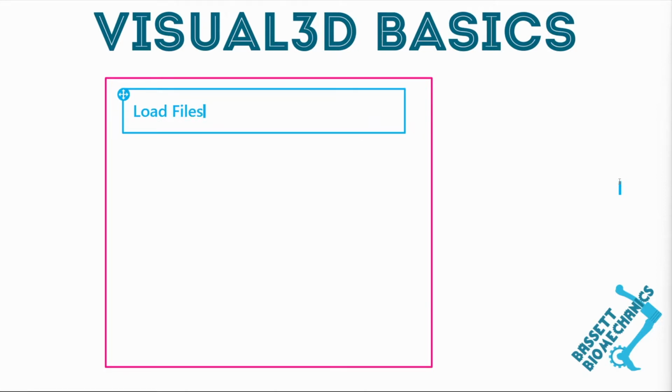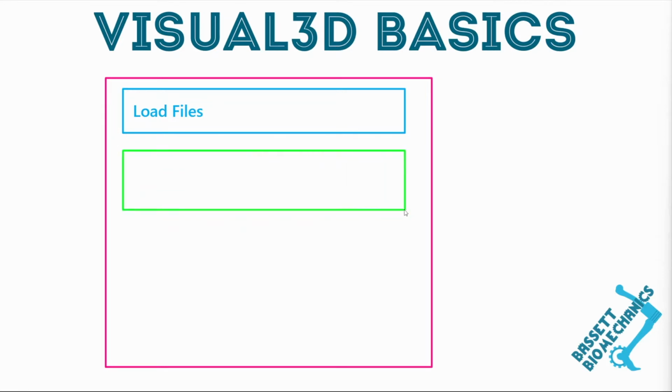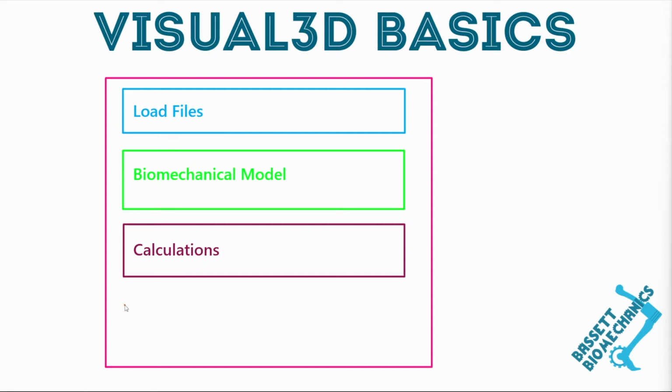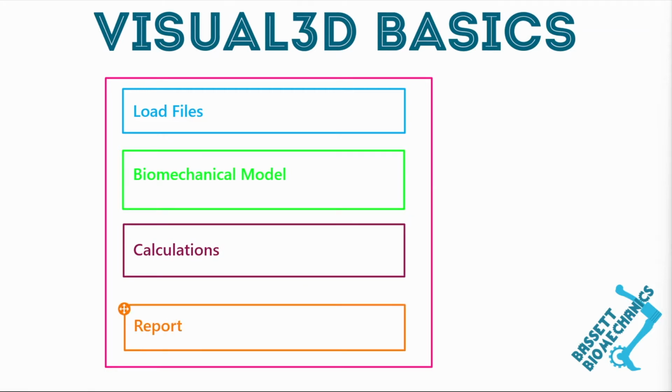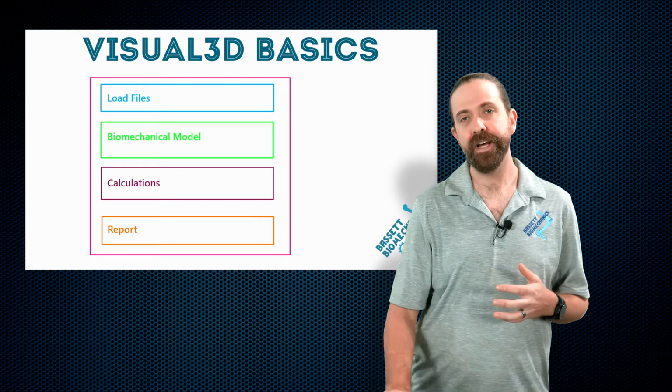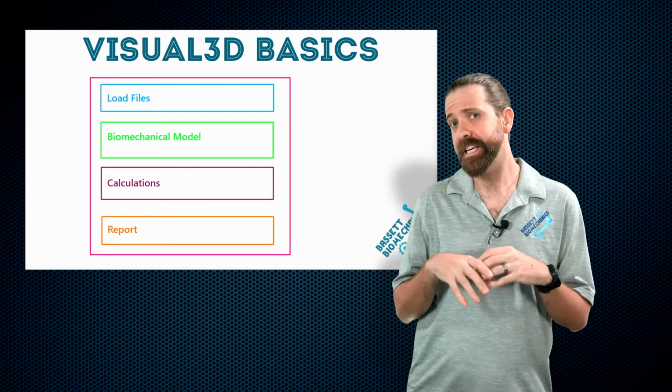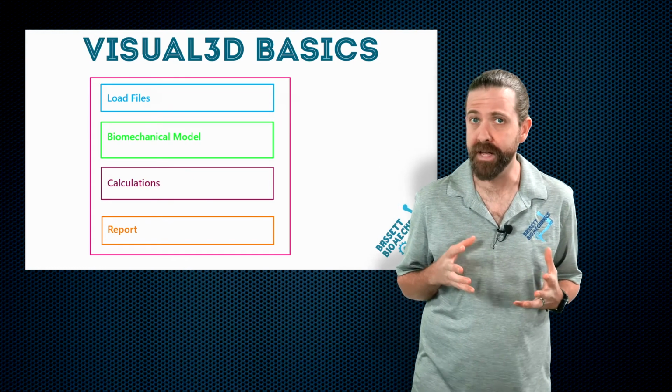Once our files are loaded, then we want to create another box that would be for our biomechanical model. Once that model has been applied, we're going to perform our calculations. And finally, we're going to report our data so that we can give it to somebody else. But every step of this is going to be completely automated.